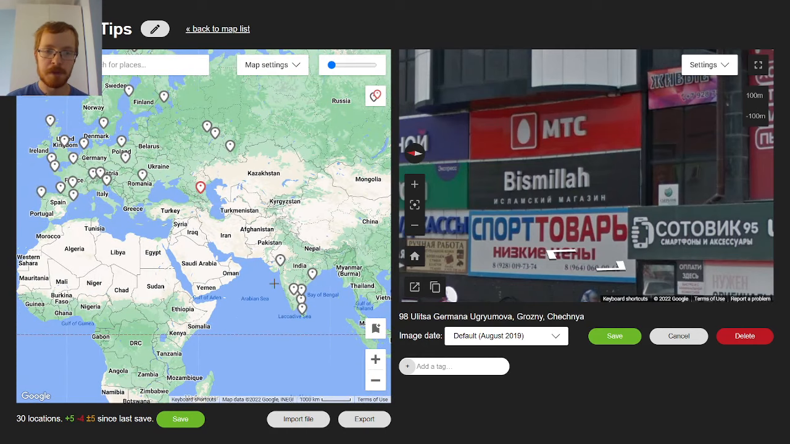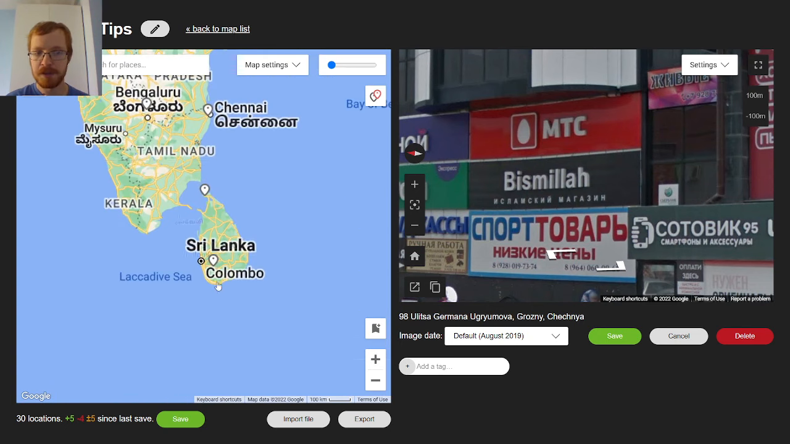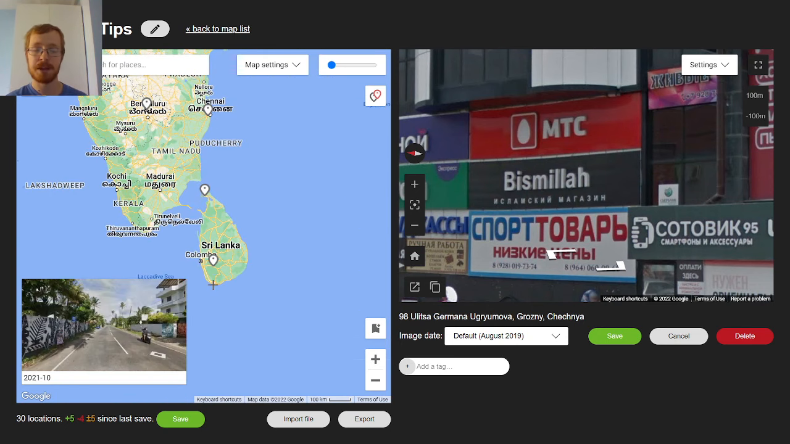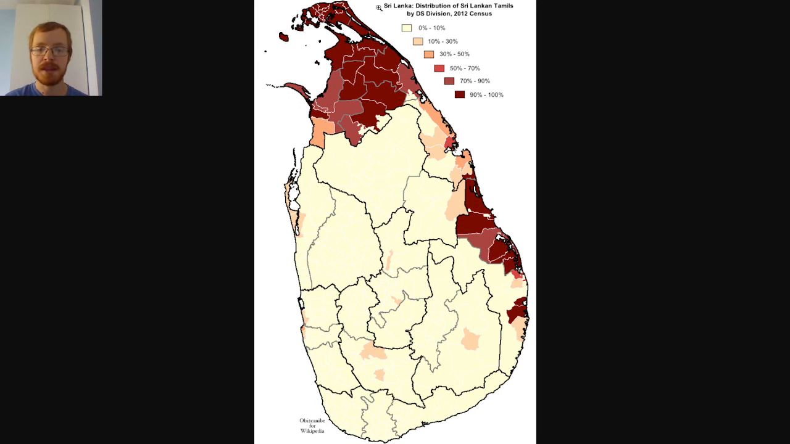Moving away from Europe, we're going to look at India and Sri Lanka. And what you might not know is that Sri Lanka has two languages, Sinhala and Tamil. So here you can see the areas where Tamil is spoken in the north parts and the eastern parts, and then the rest of the country you see the Sinhala language spoken.